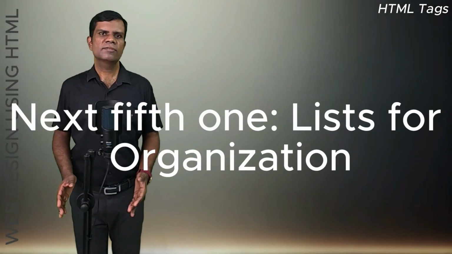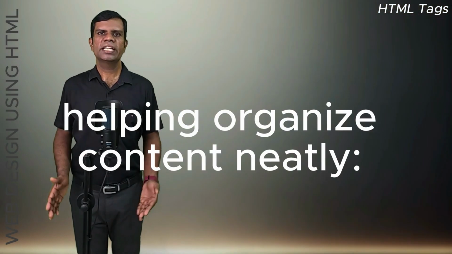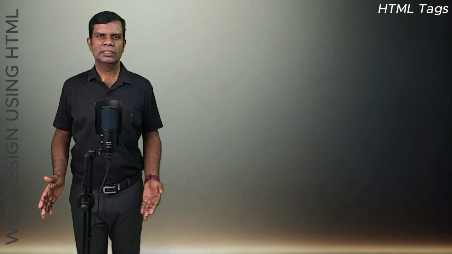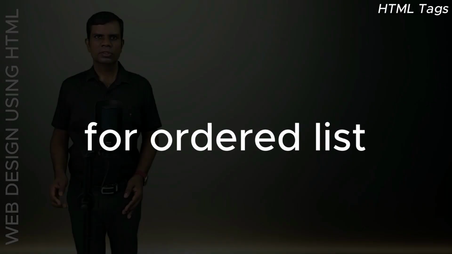Next, fifth one, lists for organization. Lists are your side dishes, helping organize content neatly. Unordered list. For ordered list.